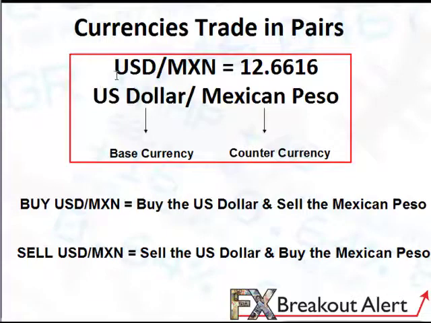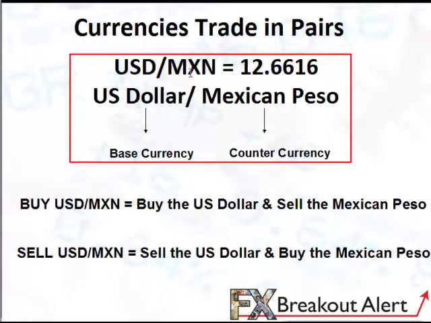We have the USD and MXN pair, and that's the US dollar Mexican peso. And here's the quote, 12.6616, and that means that $1 buys 12.6616 units of the Mexican peso.